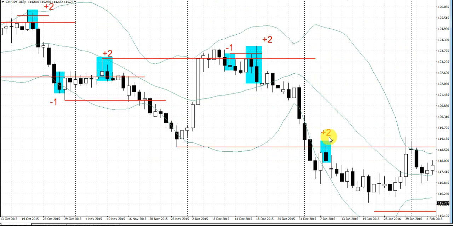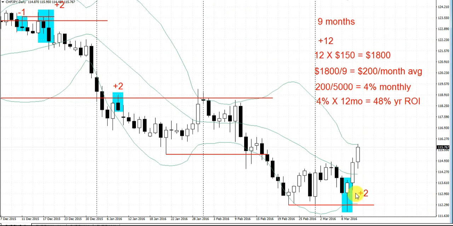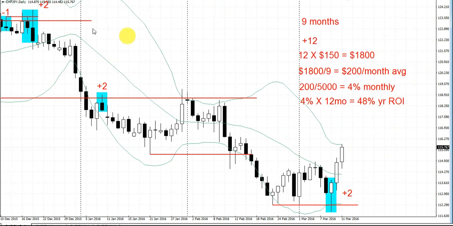Another break check right here, +2 positions, and this stop hit right here just took the profit at the close of business yesterday for +2. So what we have right now on the Swiss yen daily for a 9-month rolling period, I can go back and count them all up like I did on the last video, but to save time you can back it up and add them up yourself if you don't believe me. I've just added it up and it's 12 positions profit on this one.